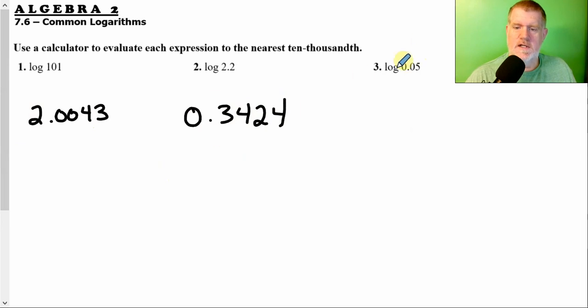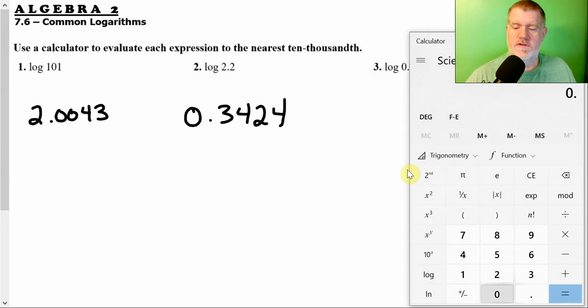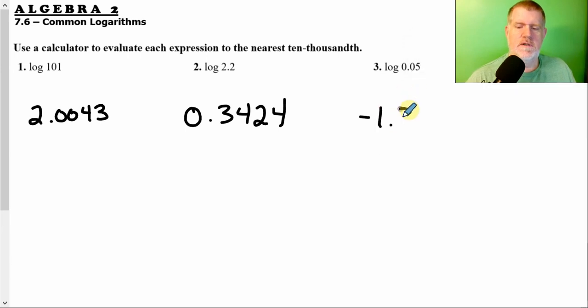All right, log of 0.05. Now, 0.05 is less than 1, so that log is actually going to be a negative. So negative 1.3010. So as long as you know how to punch that number into the calculator, you're going to be all right. Because now we're going to use logarithmic properties to figure out certain things.